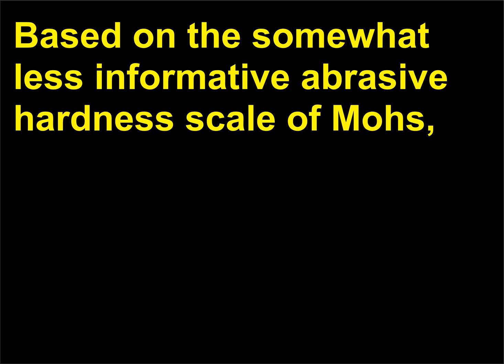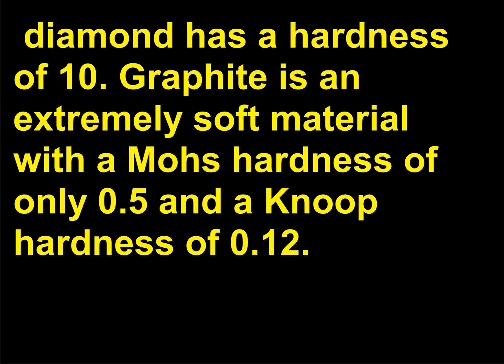Based on the somewhat less informative abrasive hardness scale of Mohs, diamond has a hardness of 10. Graphite is an extremely soft material with a Mohs hardness of only 0.5 and a Knoop hardness of 0.12.